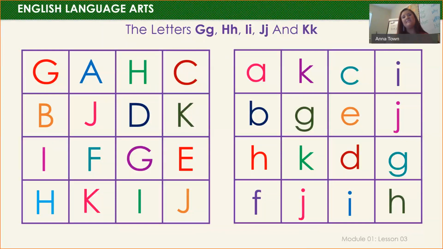I'm going to give you 30 more seconds to look at both. Remember the uppercase or capital grid and the lowercase grid to find the letters G, H, I, J, and K.